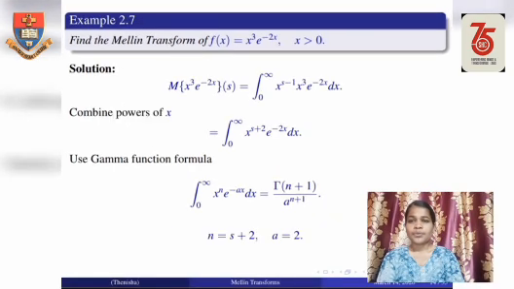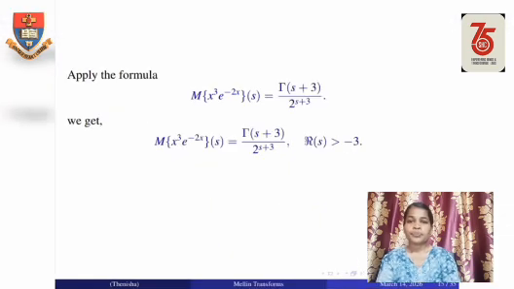Example 2. Find the Mellin transform of f of x equal to x cube into e power minus 2x where x greater than 0. Solution: M of x cube into e power minus 2x of s equal to integral 0 to infinity x power s minus 1 into x cube into e power minus 2x dx. Combine the powers of x, so we get integral 0 to infinity x power s plus 2 e power minus 2x into dx. Use the gamma function, we get n equal to s plus 2 and a equal to 2. Applying the formula, we get Mellin of x cube e power minus 2x of s equal to gamma of s plus 3 by 2 power s plus 3.